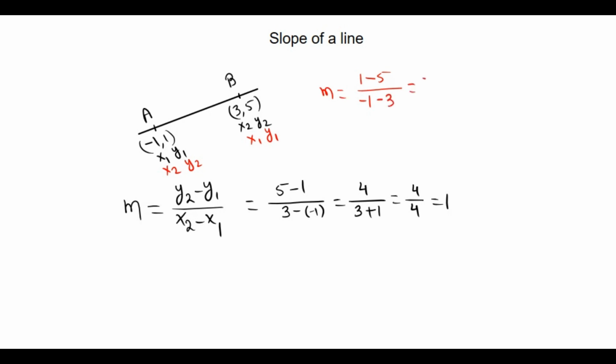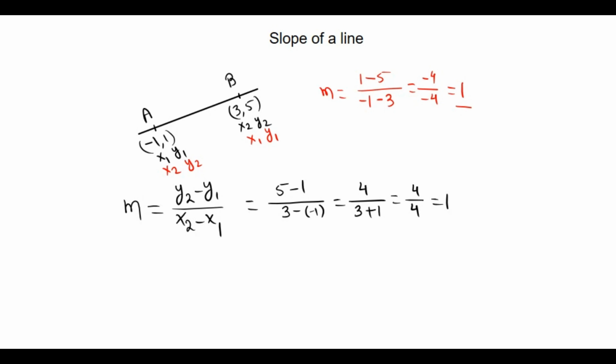1 minus 5 is minus 4. Minus 1 minus 3 is minus 4 as well. Minus 4 divided by minus 4 is 1. So the slope is still 1. The summary is, it won't matter which point you consider as the first and which as the second point. The slope of a line will still be the same value.